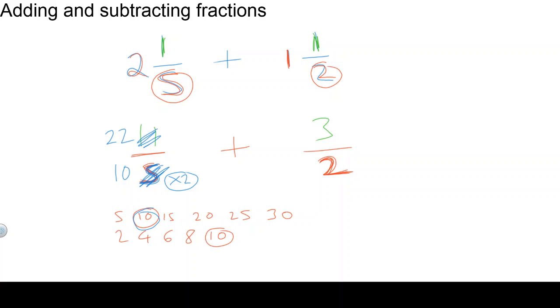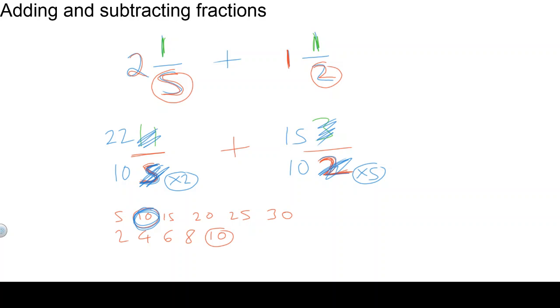Right, looking on the other fraction now, we've got a 2 at the bottom. What can I multiply the 2 by to give me a 10? Well, it's times by 5. 2 times 5 gives me 10. So 2 times 5 is 10. And then 3 times 5 is 15.